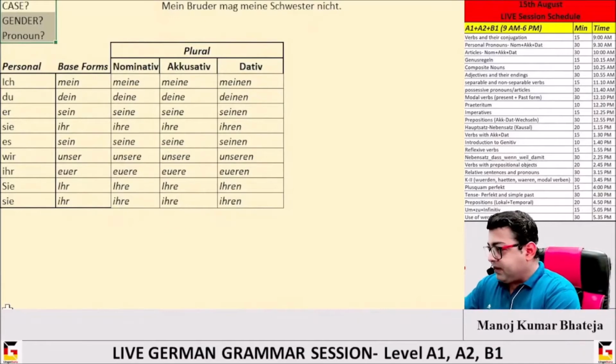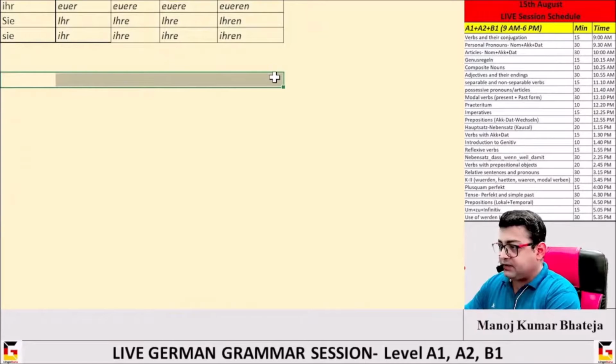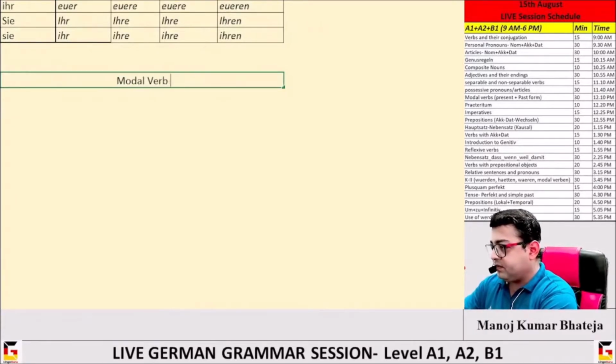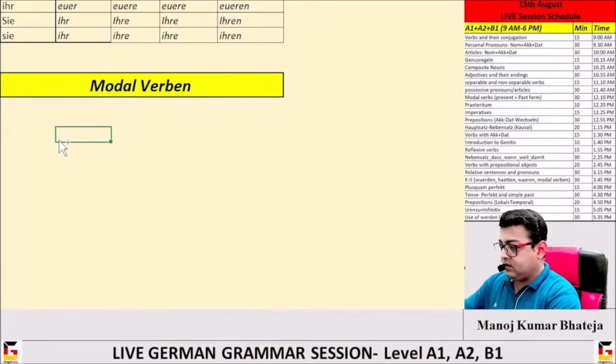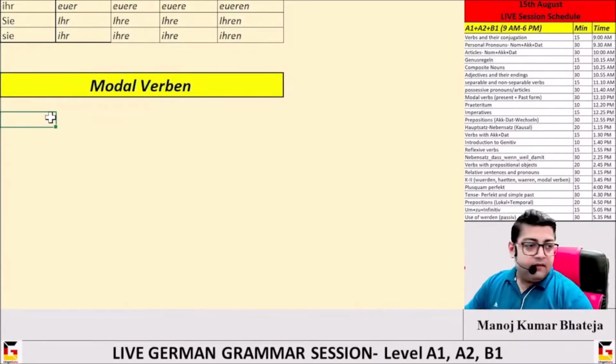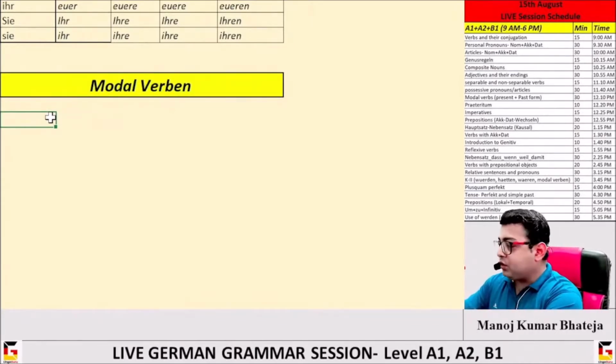Alright, let's pay attention. Let's go to our next topic. As per the schedule, it is modal verbs in the present form and the past form. Modal verbs. Okay. We have 7 modal verbs in total in German. 7 modal verbs. And what do we have?